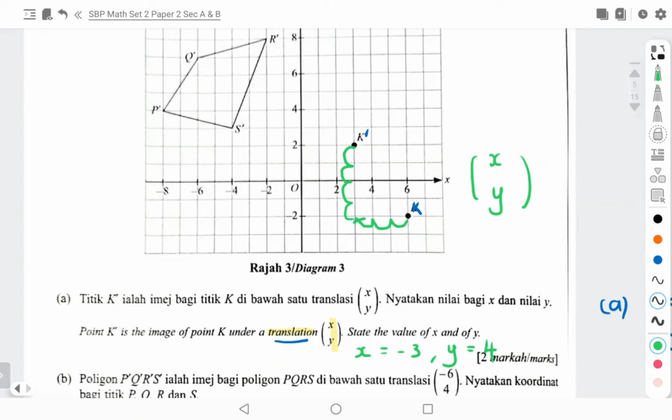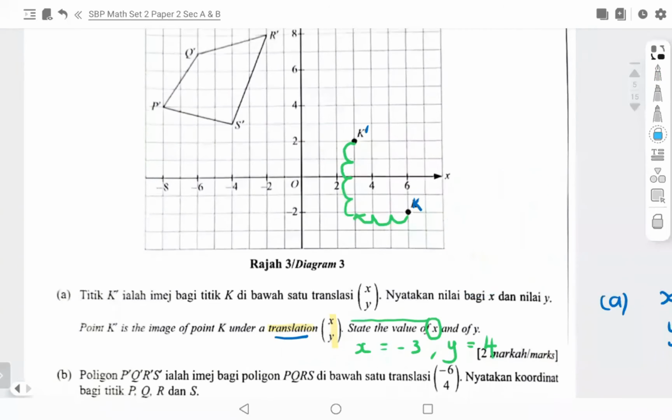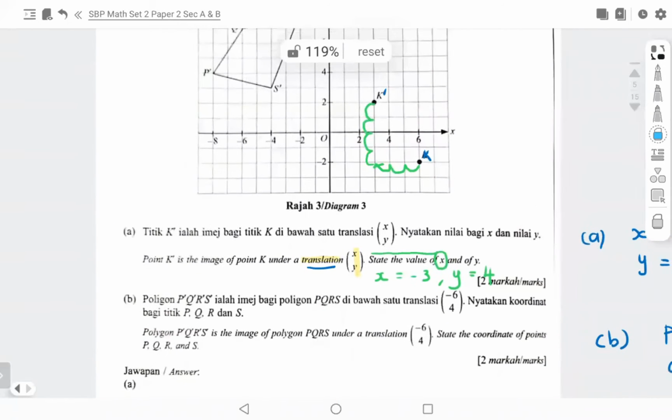Teacher, can I write the numbers in that form? No, because it says state the value. State the value of X. Unless you say write back the column vector, then you write in the form. Okay, so that's A. So we move on to B.